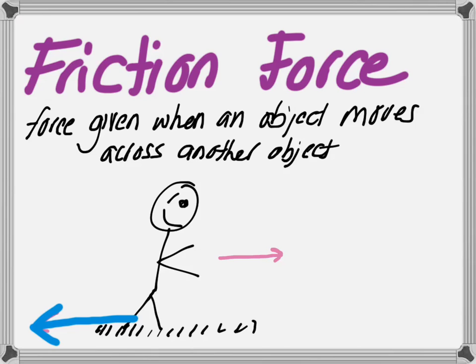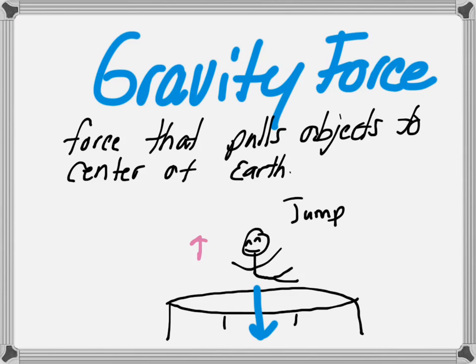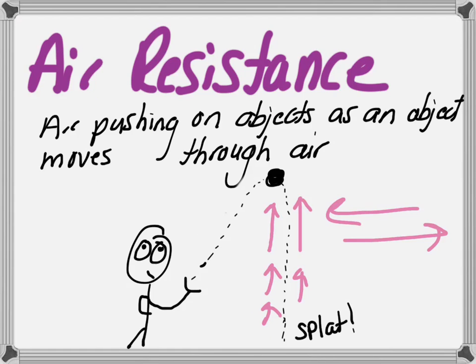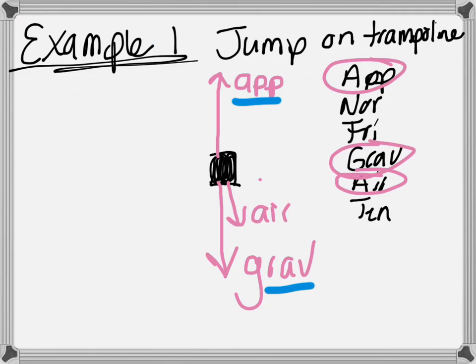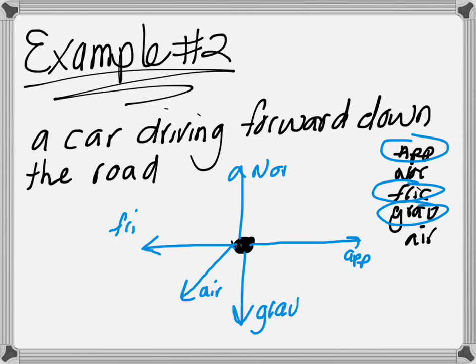Is there friction? Is an object moving across another object? Well, the car is moving across the road, so yes. And then gravity, am I floating off into the atmosphere or am I on the earth? If I'm on the earth, then gravity is present. And once you figure those out, then you need to know which direction your arrows are going. Is air pushing on an object? Is an object moving through air? Then air resistance is present, okay? That's basically all you do in this situation.